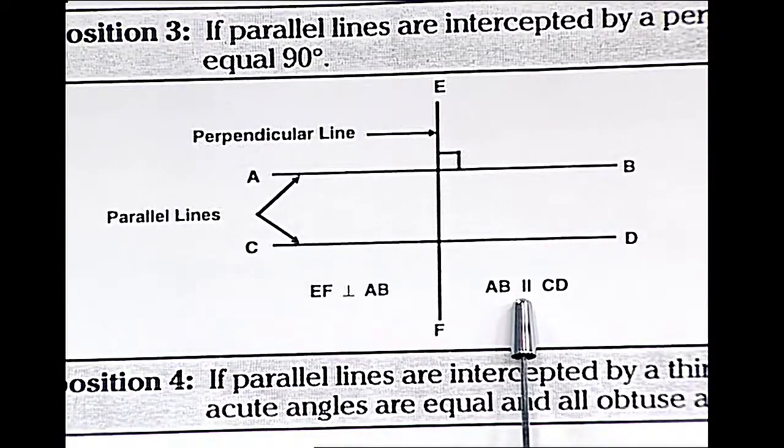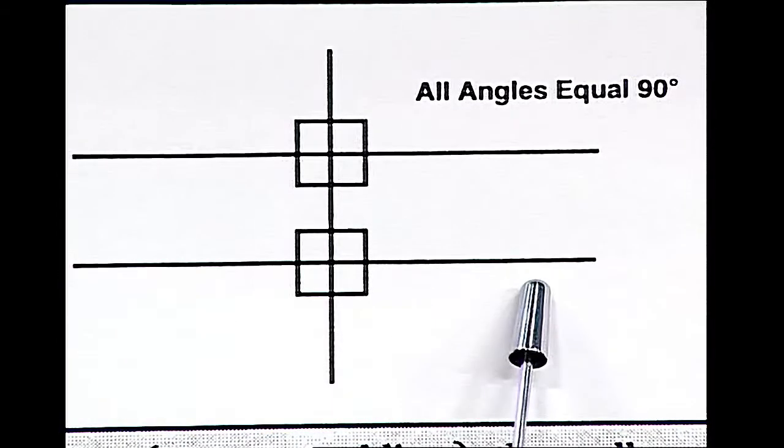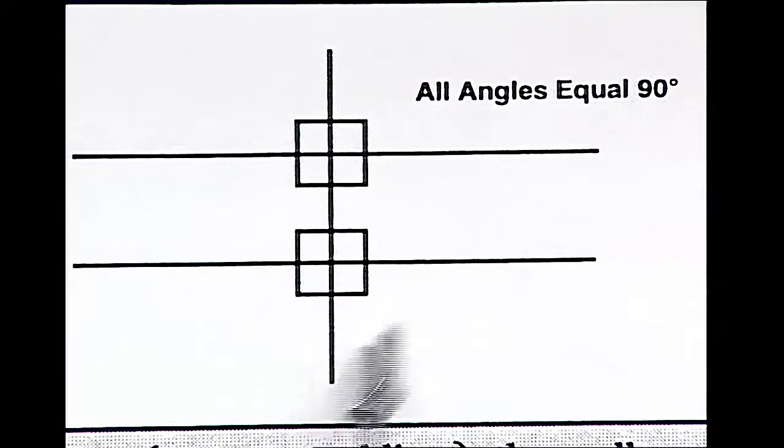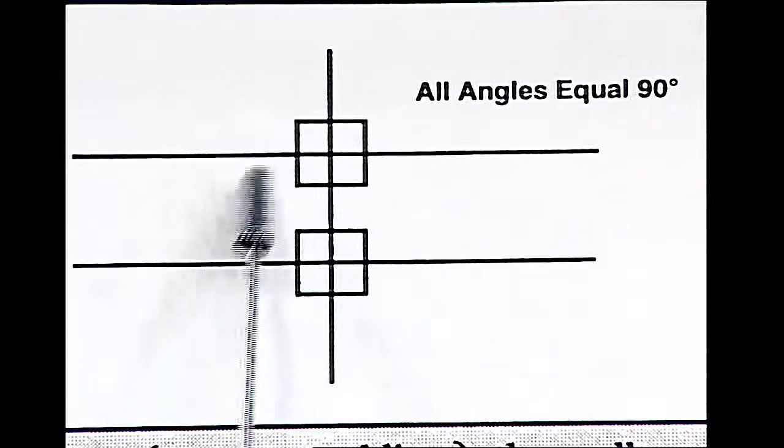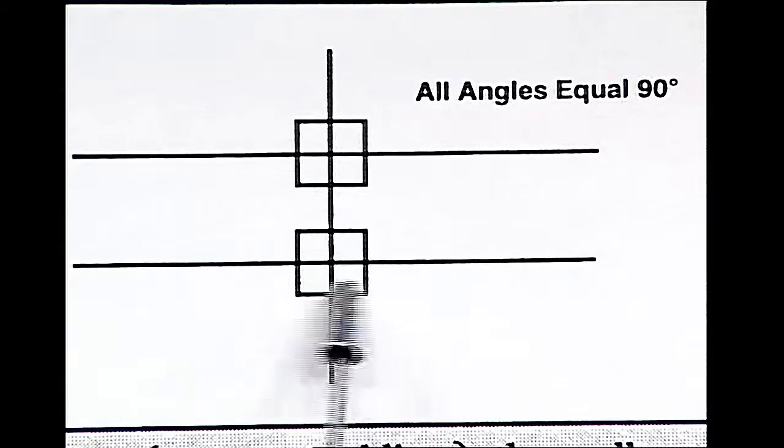This symbol, two vertical lines, indicates lines that are parallel. A line that is vertical and horizontal, this symbol means perpendicular. If parallel lines are intercepted by a perpendicular line, then all angles equal 90 degrees.